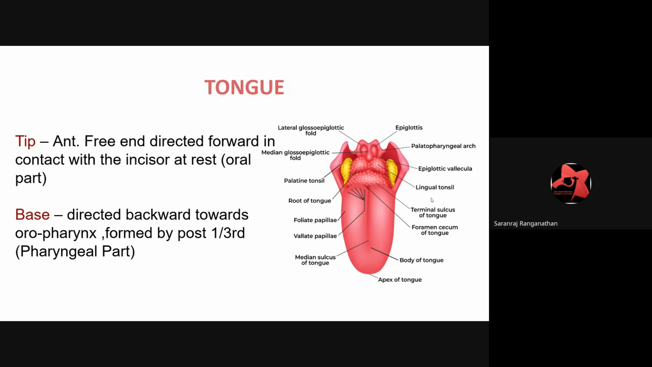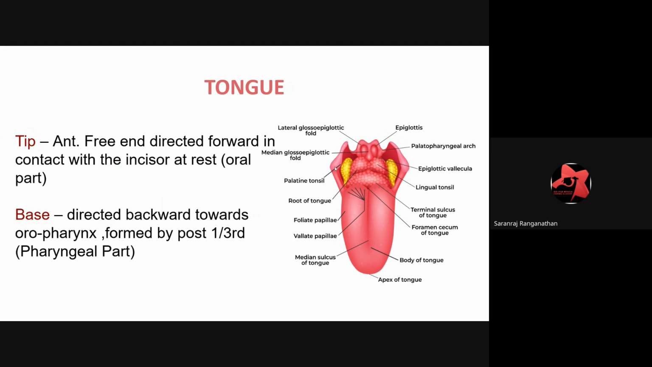Other than that, in the tongue they have given this is the apex of the tongue, and this is the body of the tongue, and one line at the center will be there. That line's name is the median sulcus of the tongue. Then these are the vallate papillae. On this part, some dot structures will be there at the end of the tongue. Then the foliate papillae, on the lateral sides of the tongue. Then the root of the tongue. This is the root of the tongue, and this is the palatine tonsil.